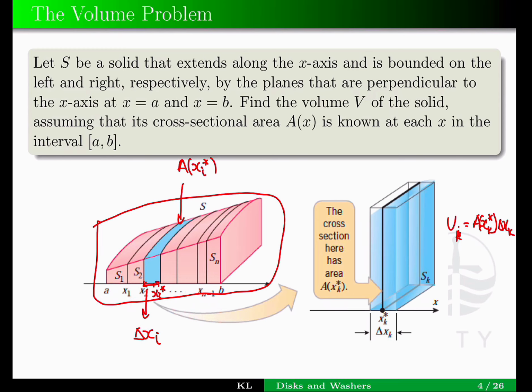So let us formally state the volume problem. Let S be a solid that extends along the x-axis and is bounded on the left and the right, respectively, by the planes that are perpendicular to the x-axis at x equals a and x equals b. So this is x equals b, this is x equals a. Find the volume of the solid, assuming that its cross-sectional area, a function A of x, is known at each x in the interval [a, b].